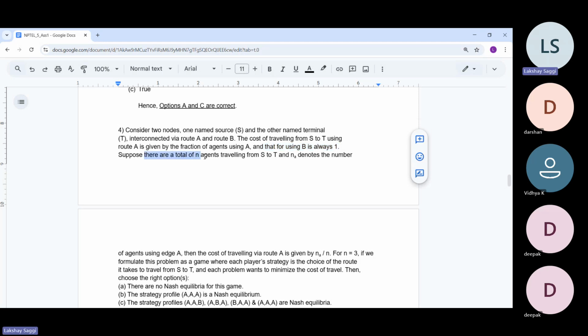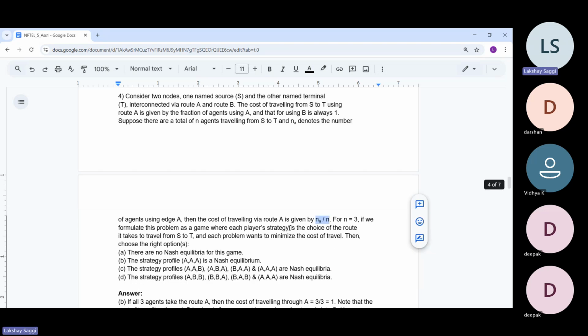And now suppose there are a total of n agents traveling from S to T, and NA denotes the number of agents using the edge A. So if NA is the number of agents using the edge A, then the cost of traveling via route A is given by the fraction NA by n. The fraction of agents traveling through A is equal to NA by n, and the cost for using B is always one. So cost for using B is one, and cost of using A is NA by n.